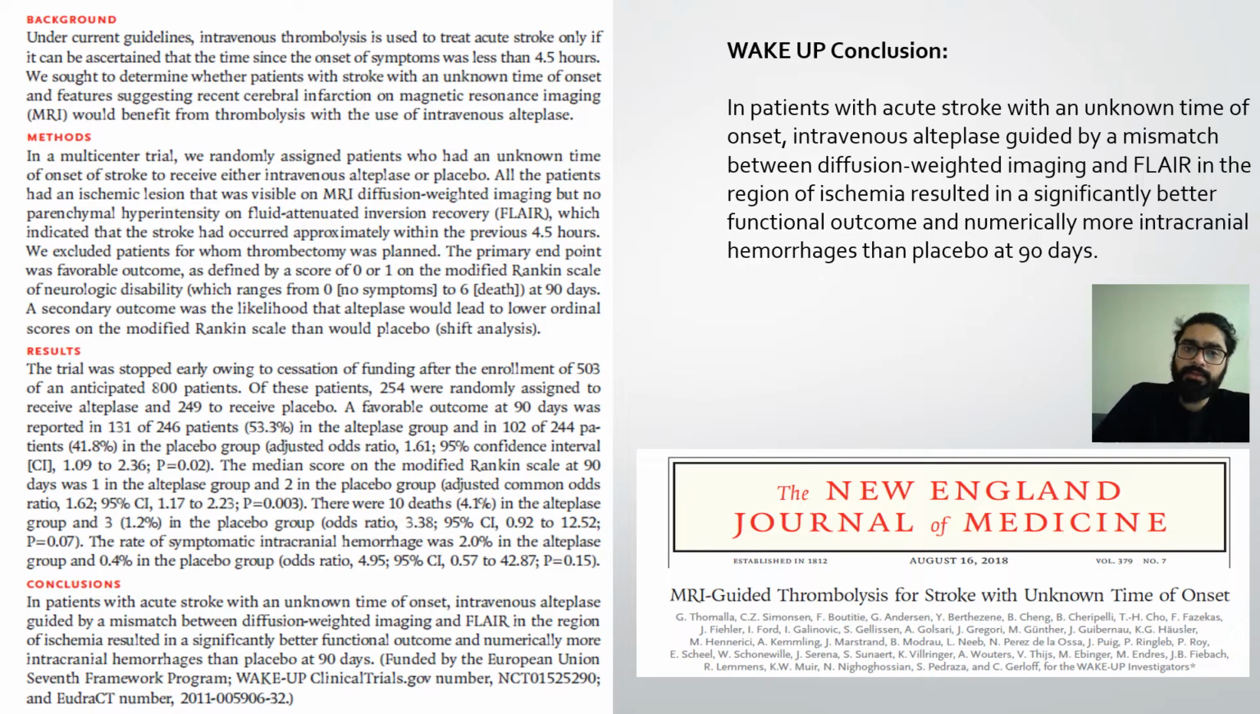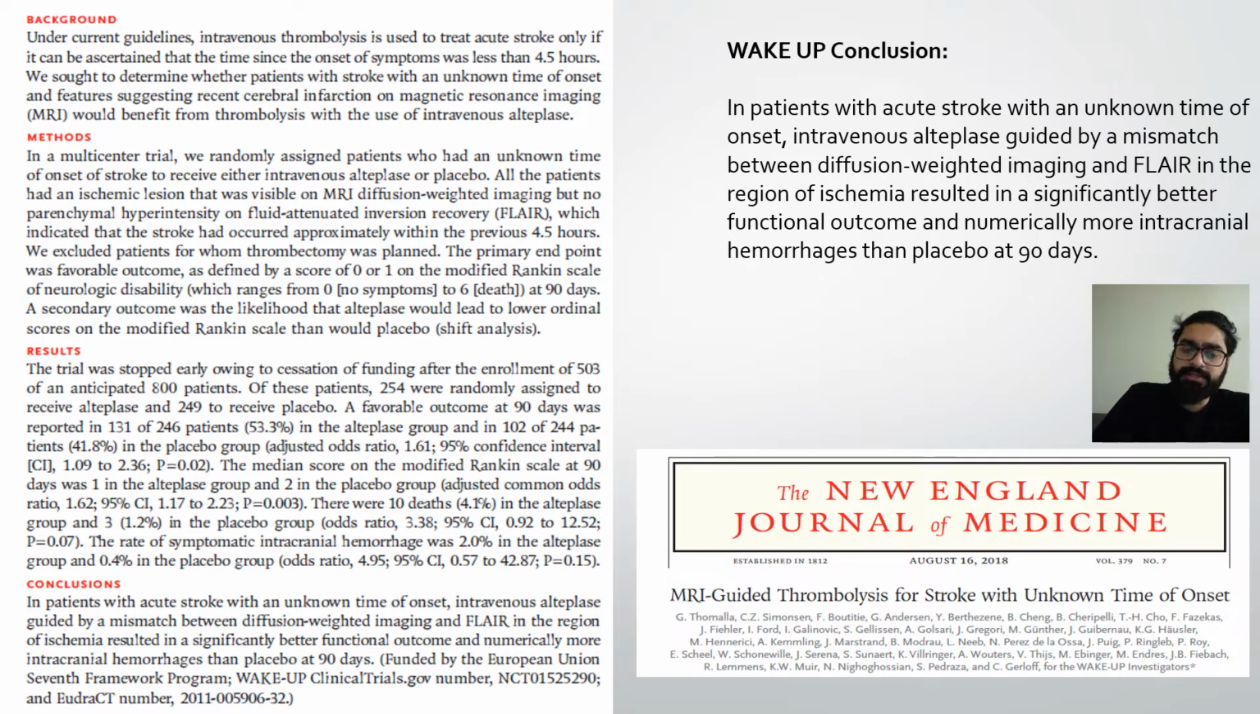Coming to this New England Journal paper, which was MRI-guided thrombolysis for stroke with unknown time of onset, termed the WAKE-UP trial, they observed that in patients with acute stroke with an unknown time of onset, IV alteplase guided by a mismatch between diffusion weighted imaging and FLAIR in the region of ischemia resulted in a significantly better functional outcome and numerically more intracranial hemorrhages than placebo at 90 days.